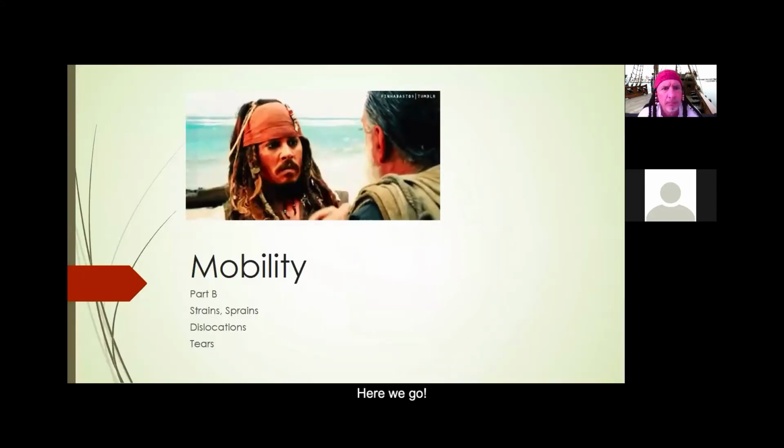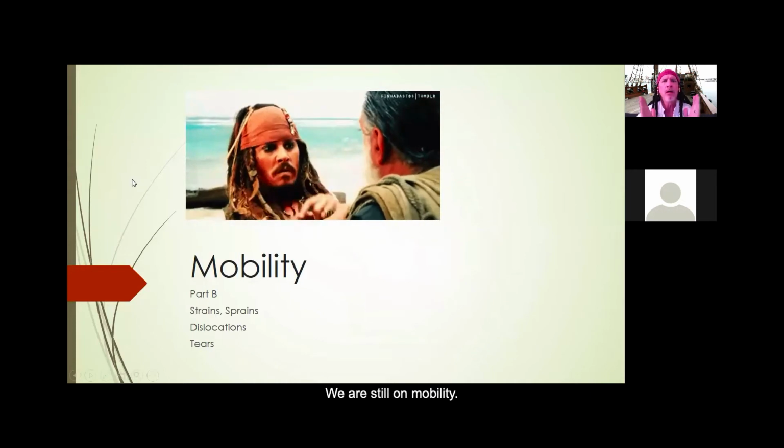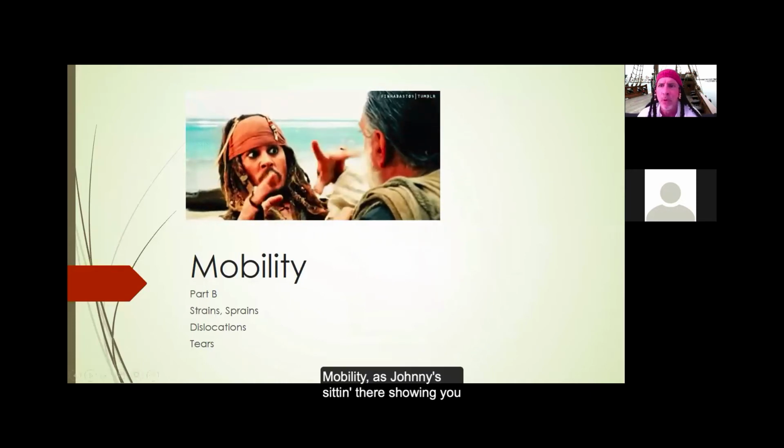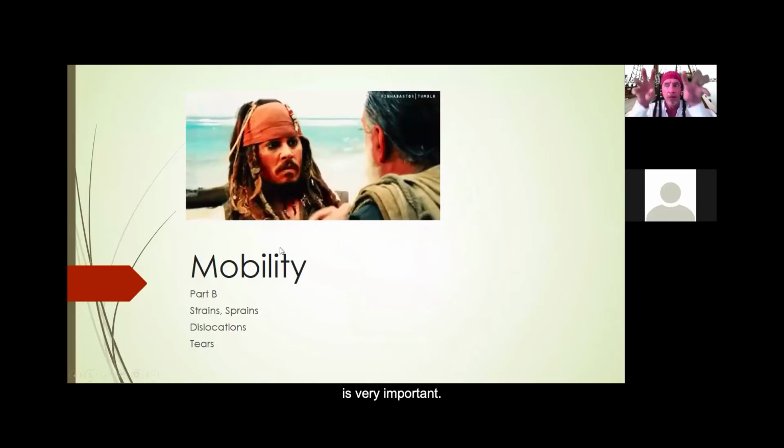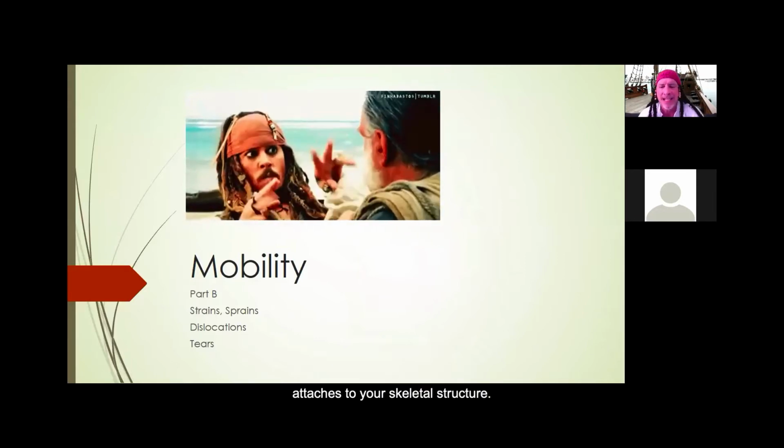There we go. We are still on mobility. Mobility, as Johnny's sitting there showing you, is very important. But this time we're going to talk about strains, sprains, dislocations, and tears. We're going to talk about where the rest of your anatomy attaches to your skeletal structure.